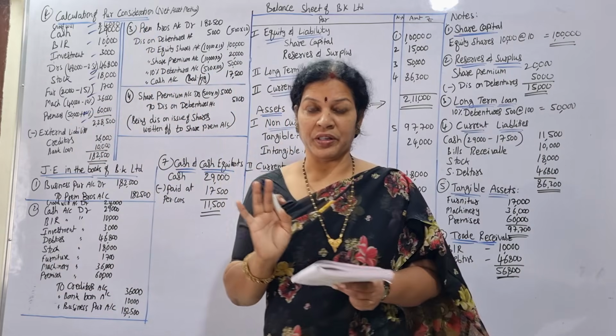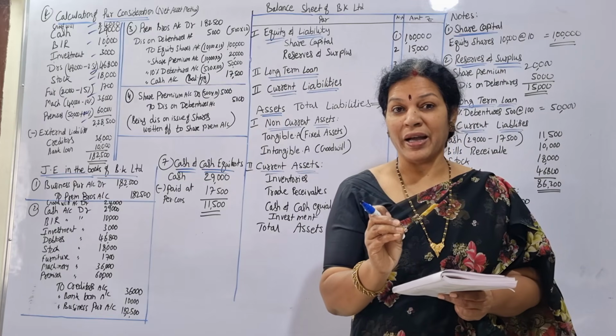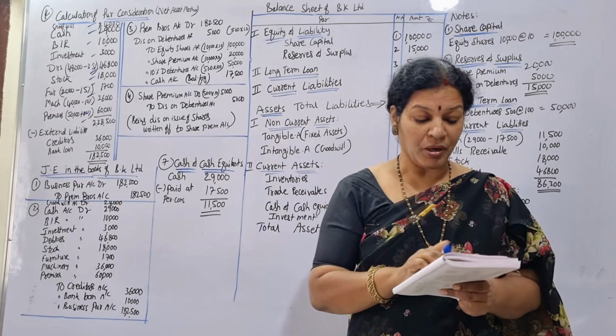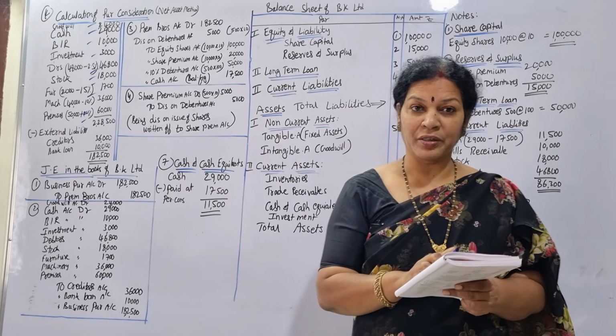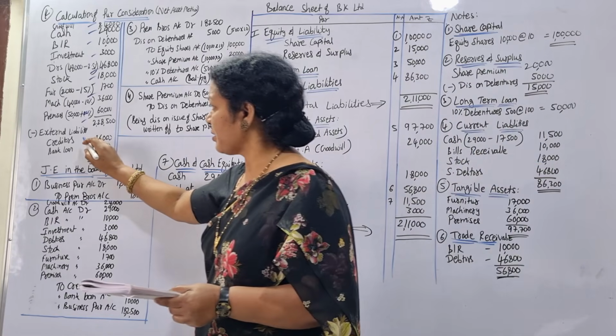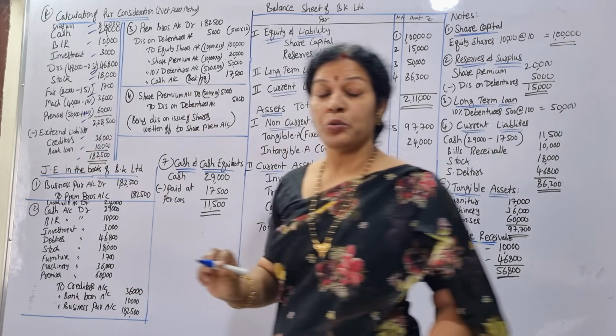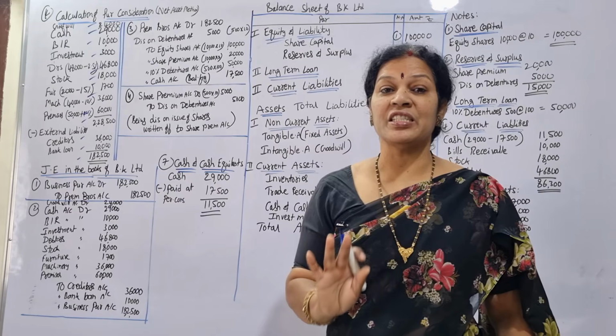All the assets we have written, all the adjusted assets, minus outsiders' liabilities. What are the outsiders' liabilities? You can find bank loan and creditors, only two. So we have deducted creditors and bank loan. So you are getting 1,82,500 as the purchase consideration.